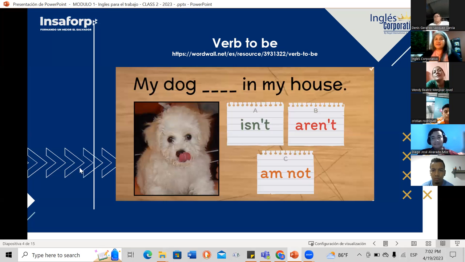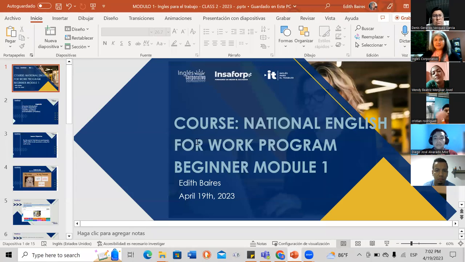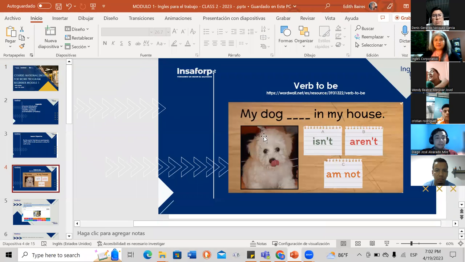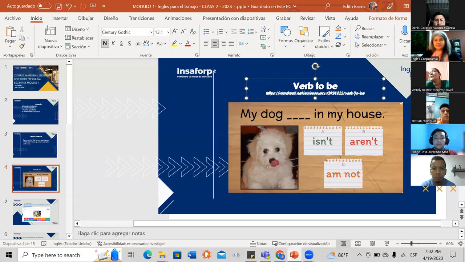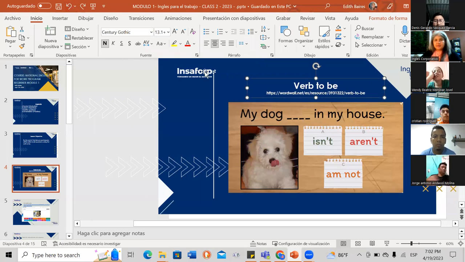Okay, we're going to start now. Tal vez se nos van uniendo luego los demás. Vamos a empezar. Ayer vimos el verbo to be. ¿Se recuerdan? Vimos positive and negative statements about the verb to be. Vamos a hacer un pequeño repaso de lo que vimos ayer.